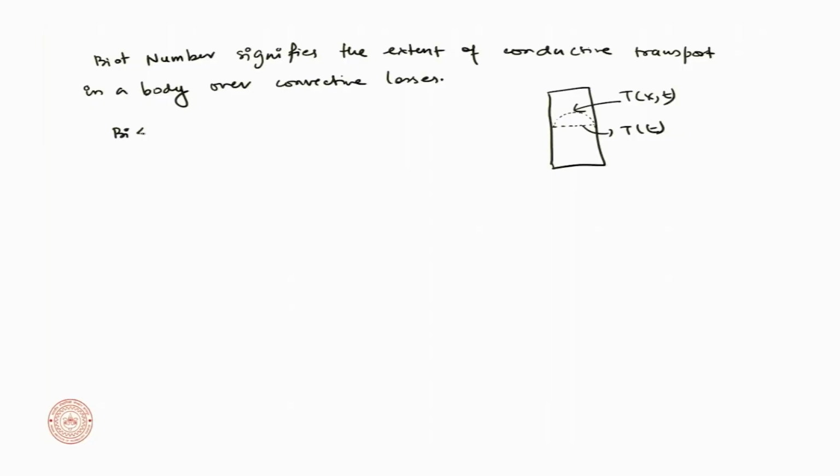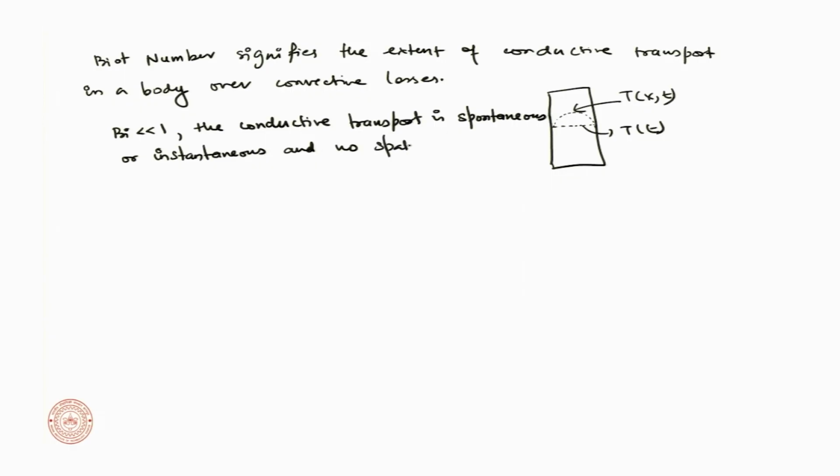So, for a Biot number less than 1, the conductive transport is spontaneous, or instantaneous, and no spatial variation.